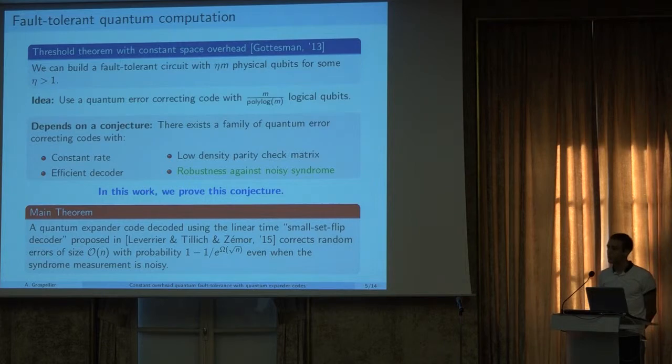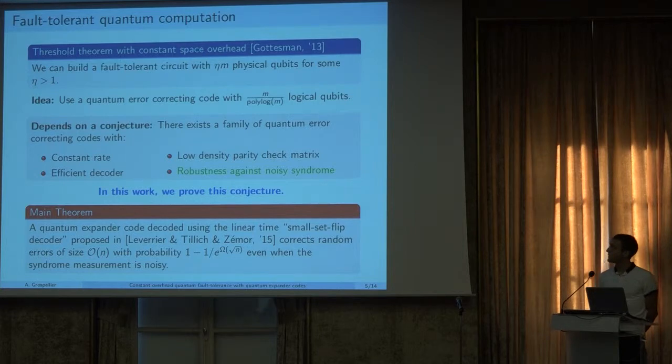So in 2013, Gottesman improved this result, and he proved that it is possible to do fault-tolerant quantum computation with constant overhead, meaning that if we have m logical qubits, then we can do a fault-tolerant circuit with eta m physical qubits for some constant eta. The idea here is not to use concatenated codes, but to use codes with many more logical qubits.